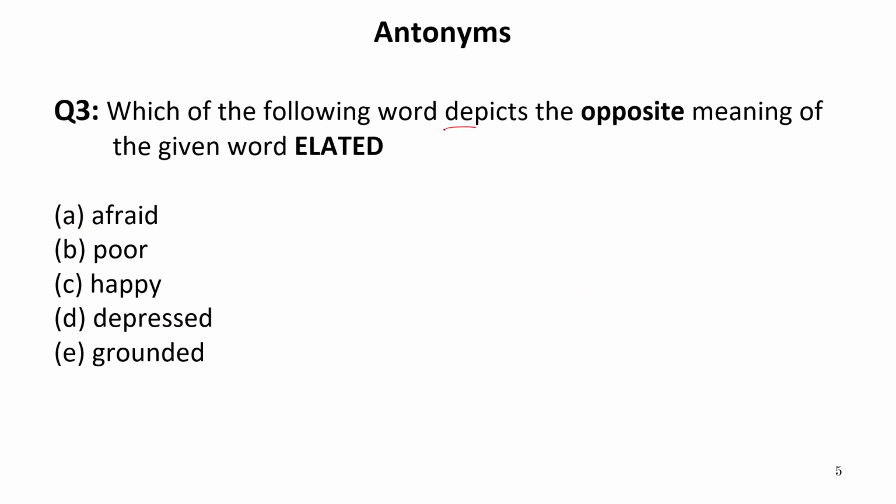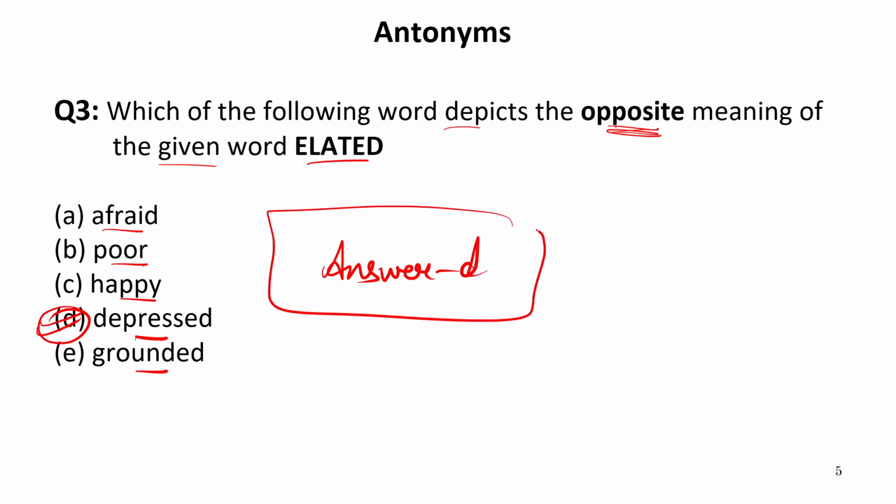Which of the following words depicts the opposite meaning of the given word elated? Now elated means to be very happy. Let us see the options: afraid, poor, happy, depressed, grounded. We have to tell the opposite or the antonym of this particular word. So elated means to be happy, so definitely the opposite will be depressed. So our answer is D. D is absolutely the correct answer. Now let us move to the next one.